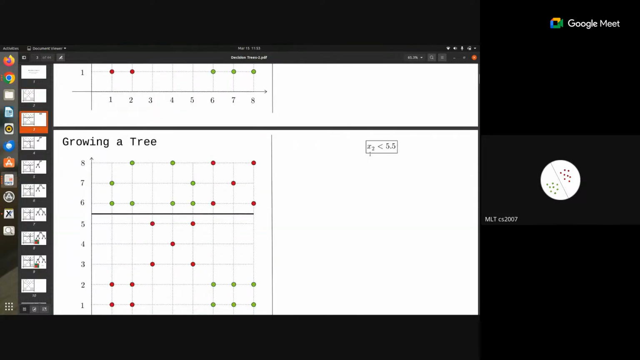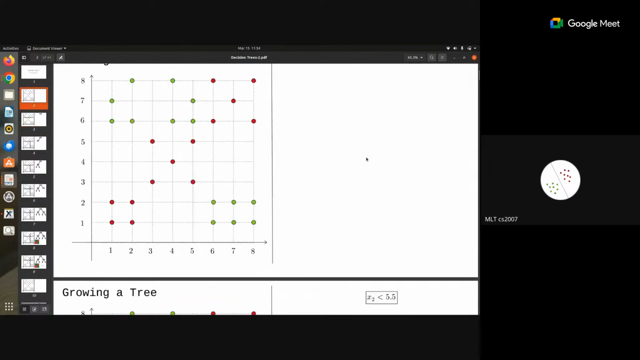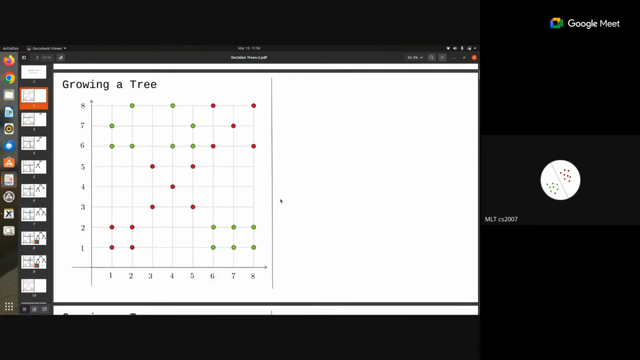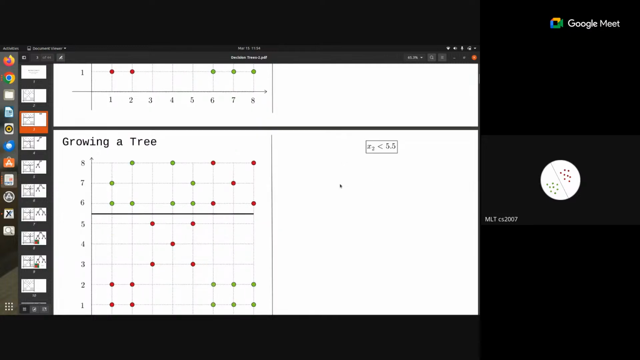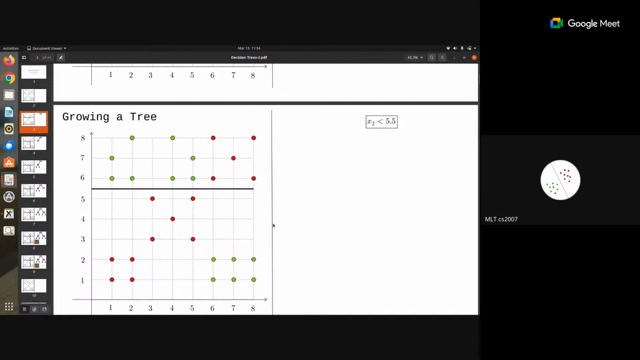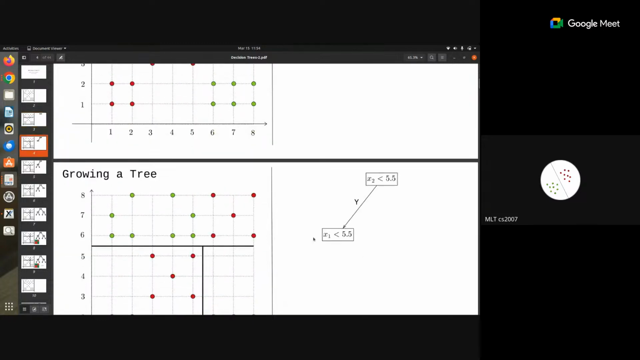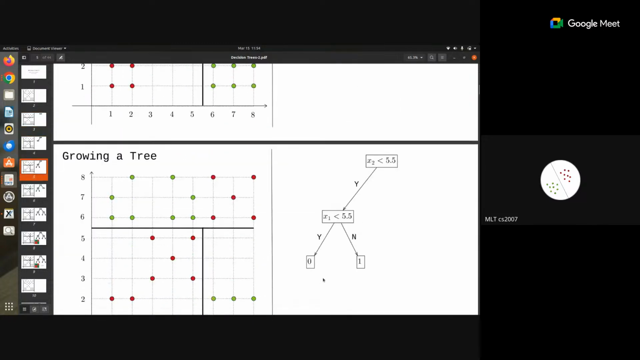So the first question you asked is about x2. How many variables, or input variables or attributes, do you have here? Two. One on the x-axis, one on the y-axis, right? So if you ask the first question where x2 is less than 5.5, it will create a line here on the x2 axis. Let's say you have x1 here, here it is x2.